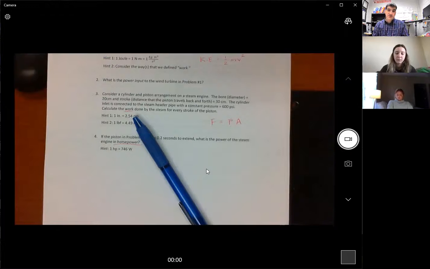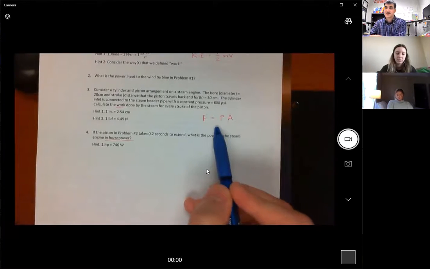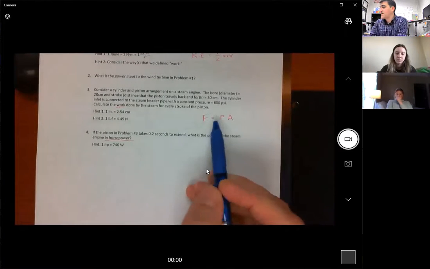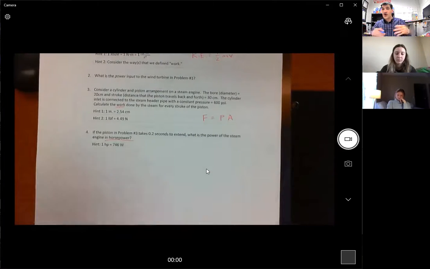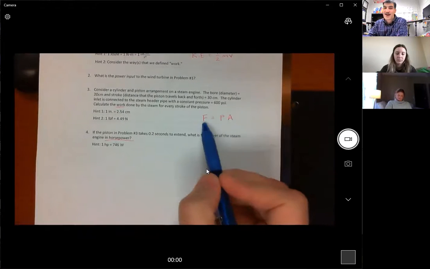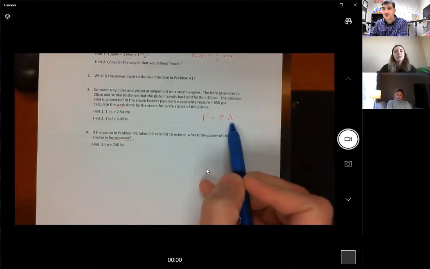So what is the force? Well, it doesn't tell us exactly what the force is, but we talked about this equation in the first class session last Monday. And we talked about how the force acting on the walls of a cylinder, or really anything where you have a pressure inside of some container, the force acting on the outside of that container is equal to the pressure inside that container times the area, right?